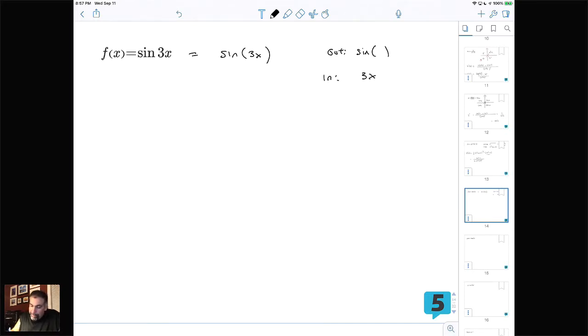So for this one, the derivative of the outside is the derivative of sine something, which is cosine something. Copy the inside 3x, and the derivative of that inside is the derivative of 3x. And that's a brand new problem. That's going to be 3. So f prime of x would equal 3 cosine 3x when we simplify this one.